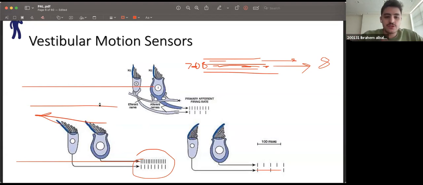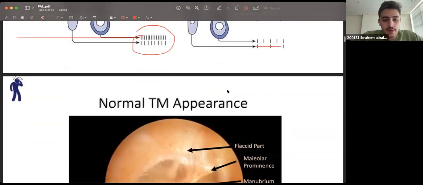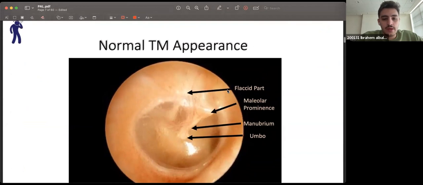I hope so. Just know that there are special receptors. You'll learn more about them later, and they're found in the inner ear.